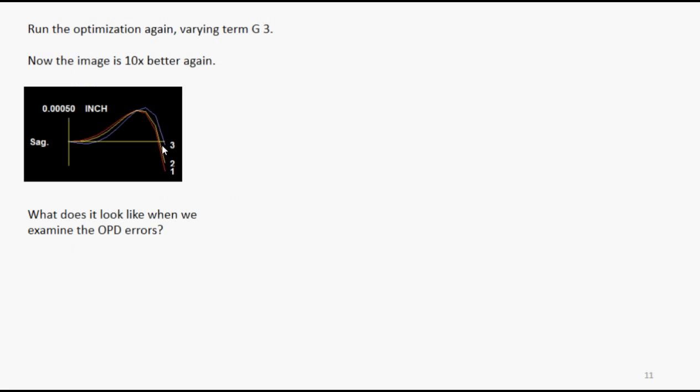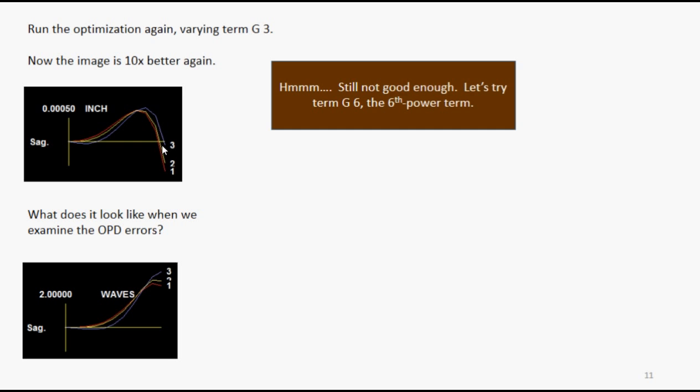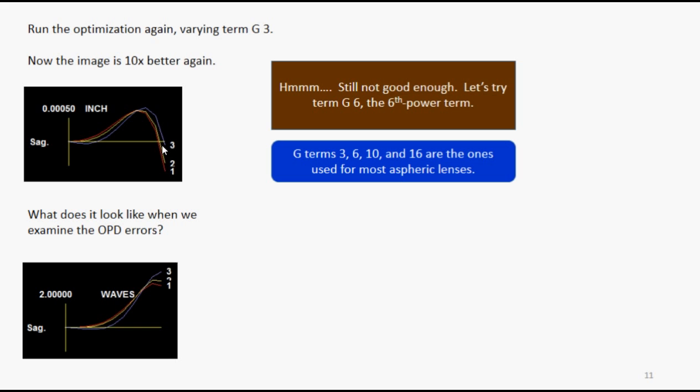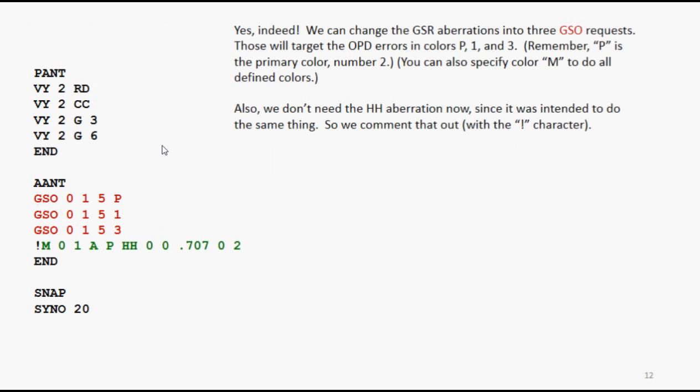What does it look like when we look at the OPD errors? Well, it's over 2 waves. It's not good enough. Let's try term G6, the sixth power term. G terms 3, 6, 10, and 16 are the ones used for most aspheric lenses. Well, it's better still, but is there anything else we can do?